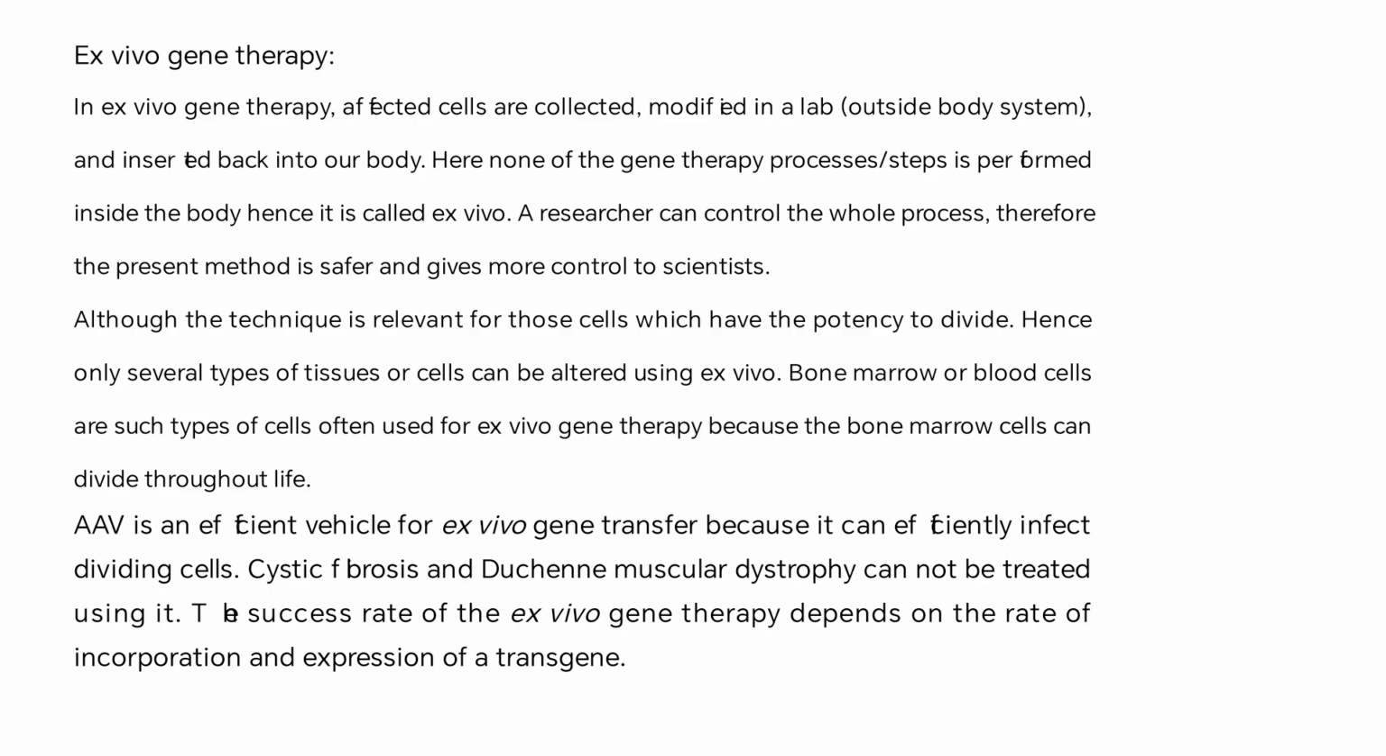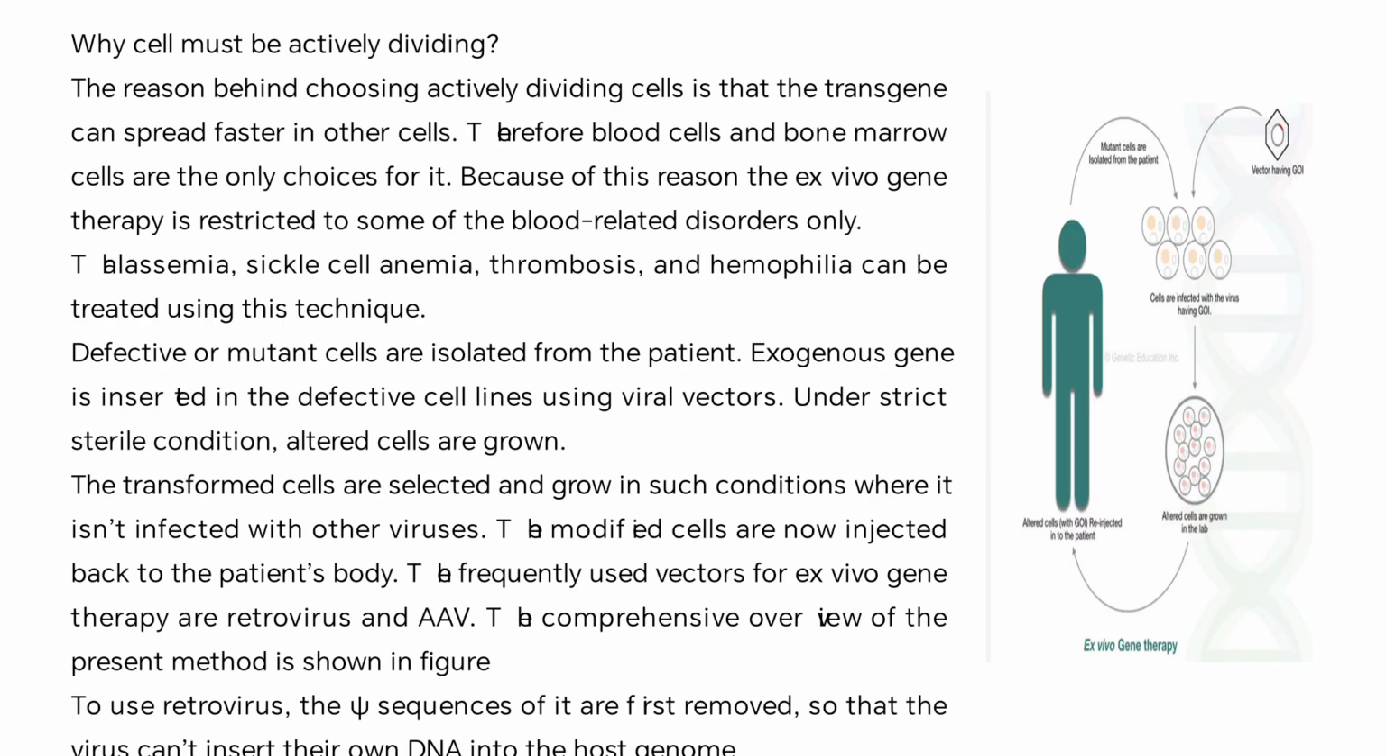Here the bone marrow and blood cells are often utilized for the gene therapy process. We know that they are actively dividing cells, and it involves the adeno associated virus. But cystic fibrosis and Duchenne muscular dystrophy cannot be treated by this method. It is not successful by this ex vivo gene therapy mechanism.